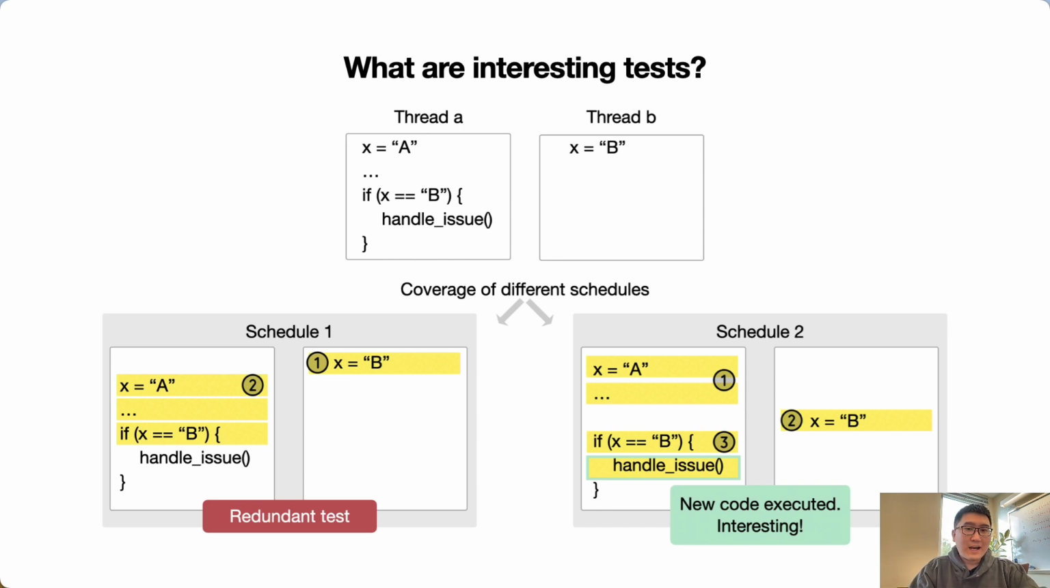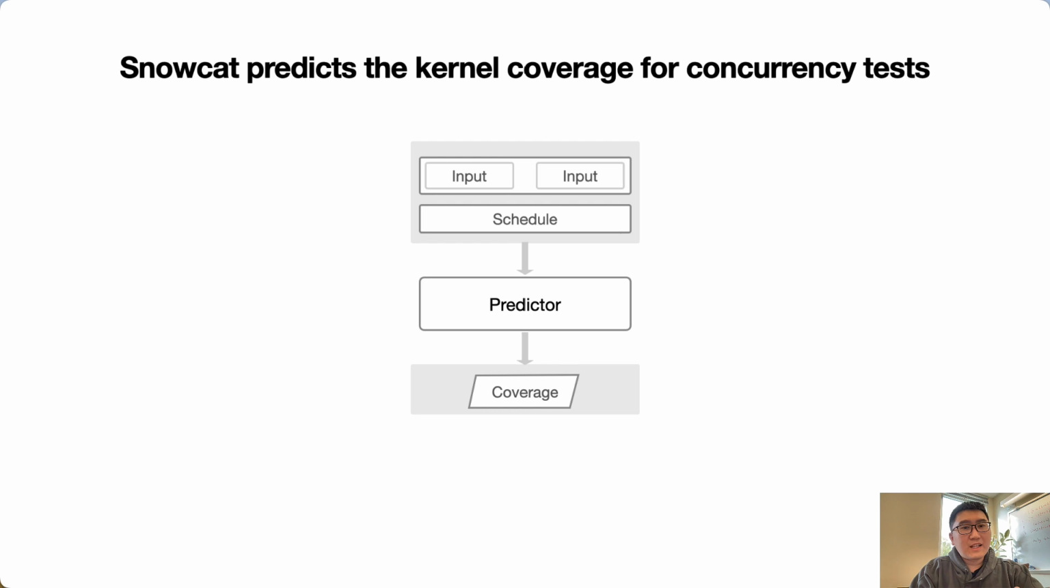So how can we get the coverage of the test? We can collect the coverage by executing it, but wait a second, we just said it is expensive. We want to avoid executions but still get the coverage. How? It looks like we have to predict. If we can predict the coverage, then we can identify the interesting tests.